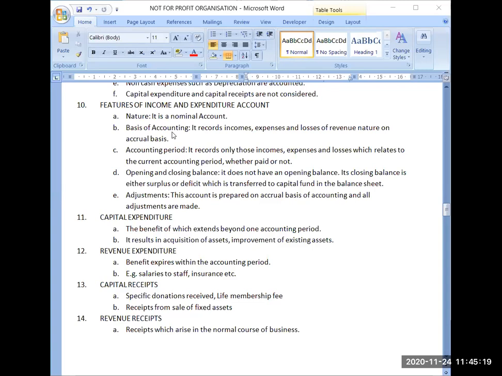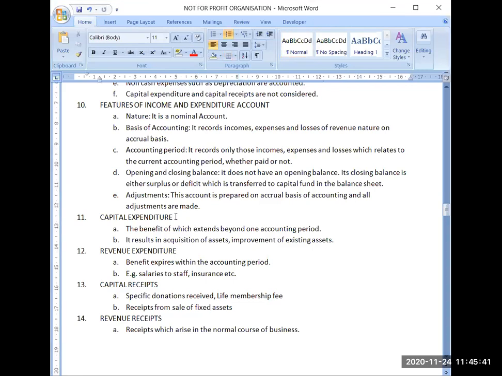Then adjustments will be done in this account, obviously. Capital expenditure. Now we have to be clear about various types of expenditures, especially regarding not-for-profit organization. Like first is capital expenditure. So you now clearly know this. We have discussed in class 11th syllabus also, that capital expenditure is always for long-term. The benefit is for long-term.